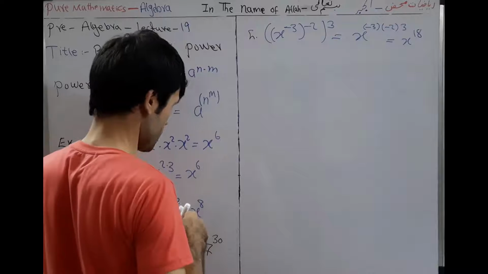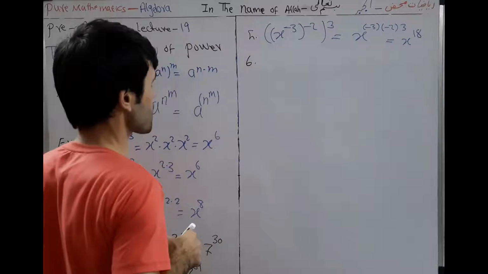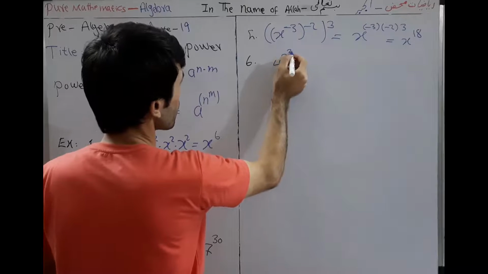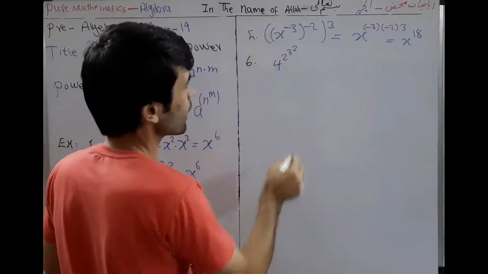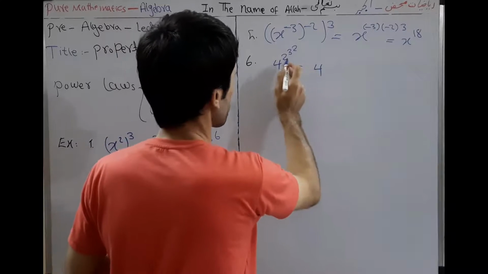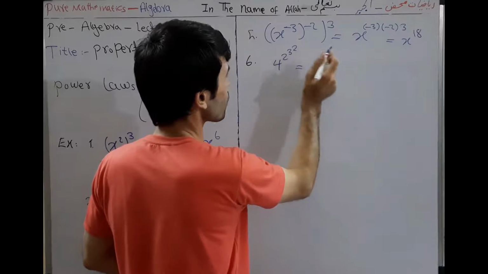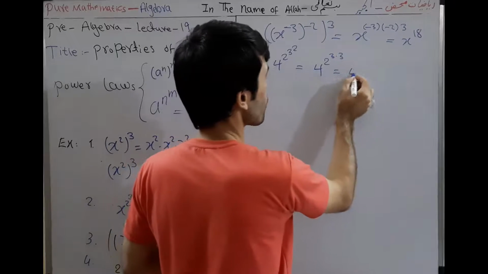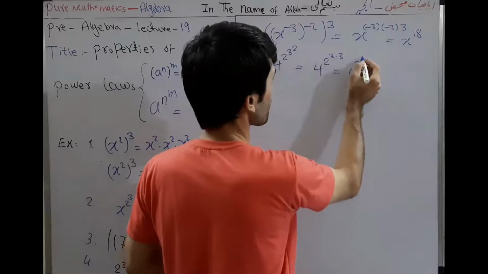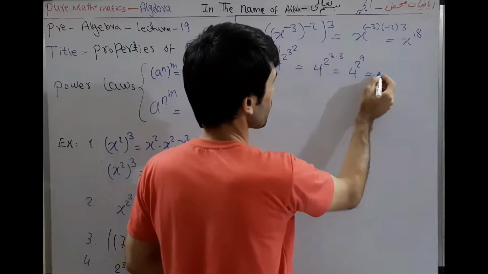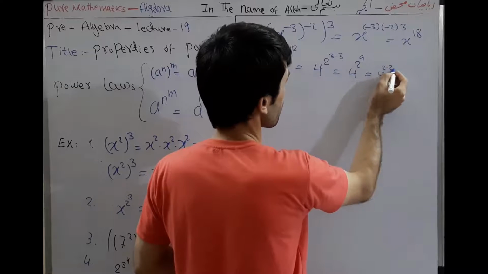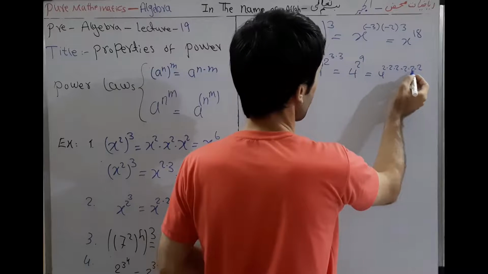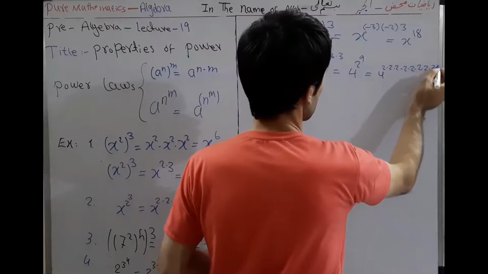Number 6. 4 to the power 2 to the power 3 to the power 2. It is equal to 4 to the power 2 to the power 3, 2 times. It is equal to 4 to the power 2, 3 multiplied by 3 is 9. It is equal to 4 to the power 2 multiplied by 2 multiplied by 2. How many times? 9 times. Yeah, 1, 2, 3, 4, 5, 6, 7, 8, 9.